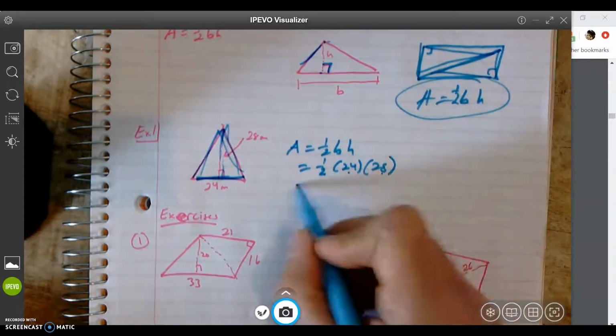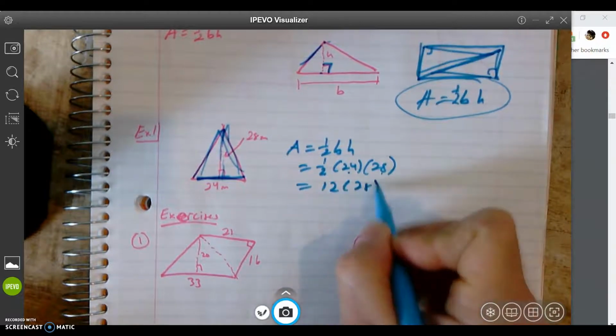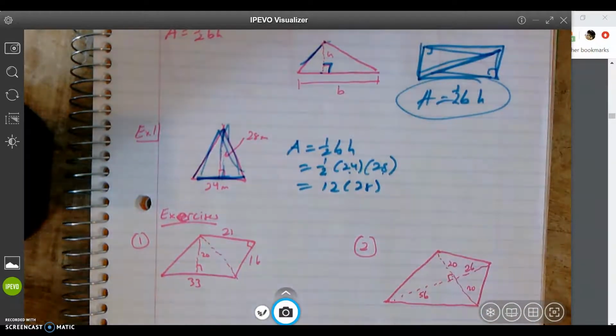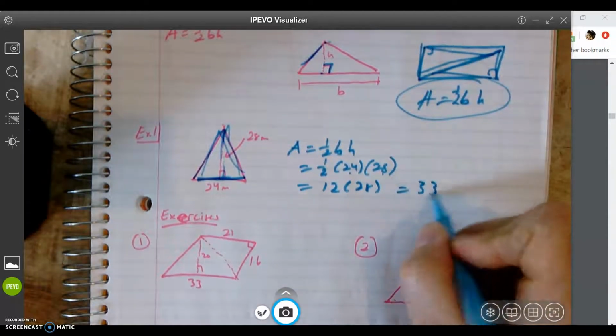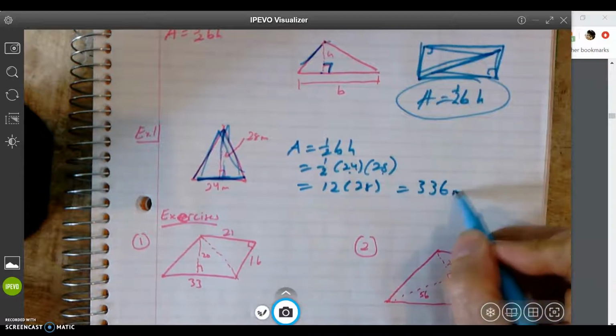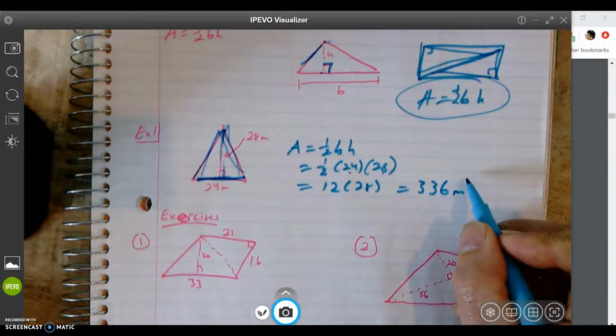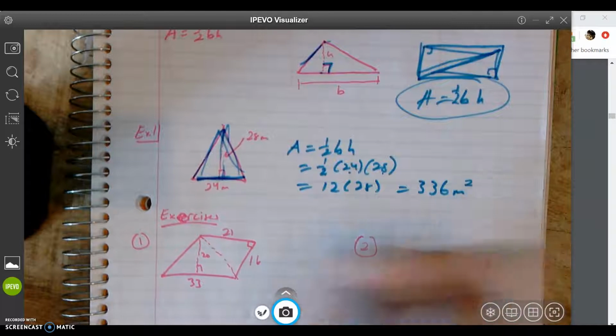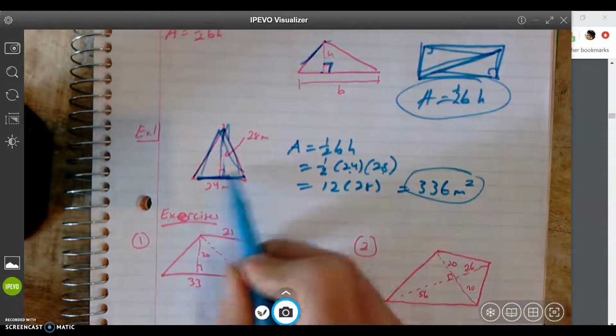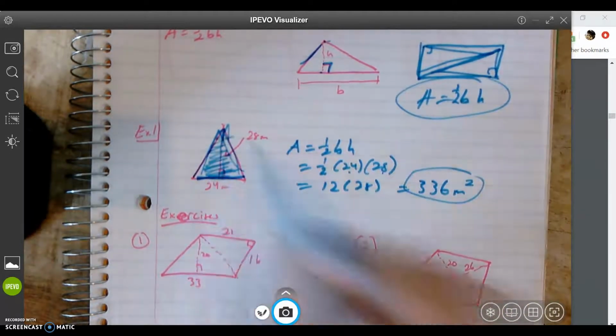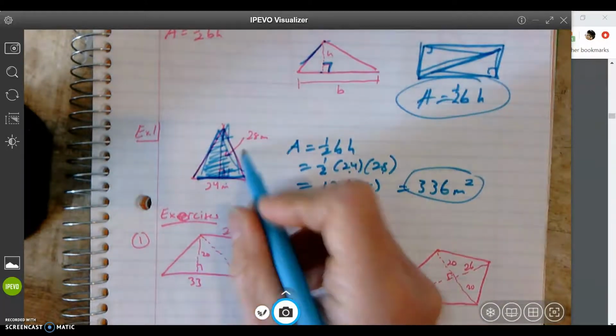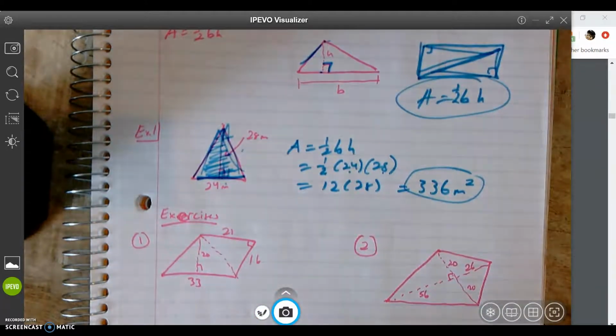Half of 24 is 12 times 28. Get your calculator out. And we got 336 meters. What's the unit? Just meters? No, meters squared, because we're finding the area, we're finding the room inside. So we're multiplying those two dimensions together.